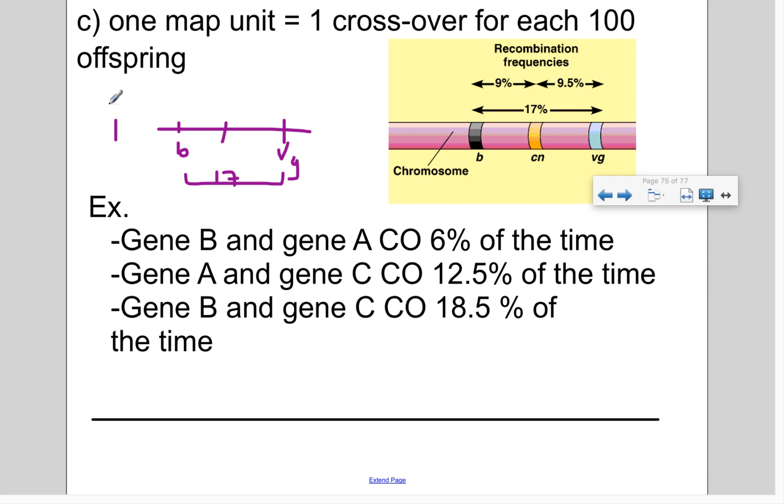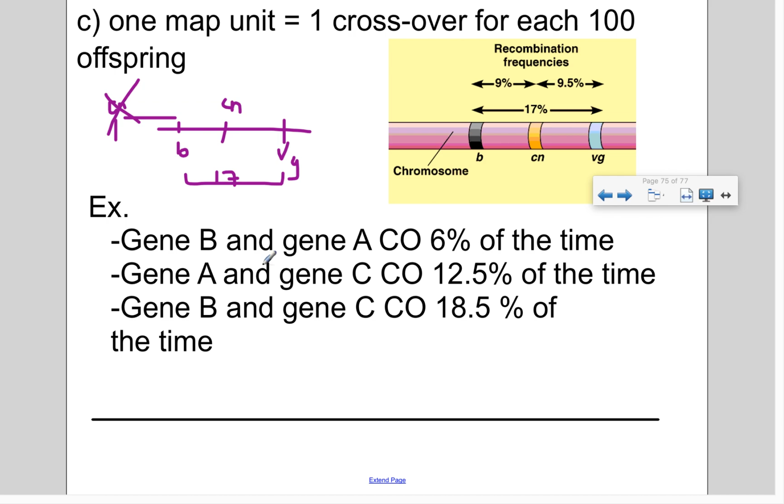Now, if CN was over here, and that was supposed to represent 9 from CN to B, but then I have 9.5 from CN to VG, you'd be like, nope, that's incorrect. There's no way CN could be there. So CN would have to be here to make all the data line up to each other.